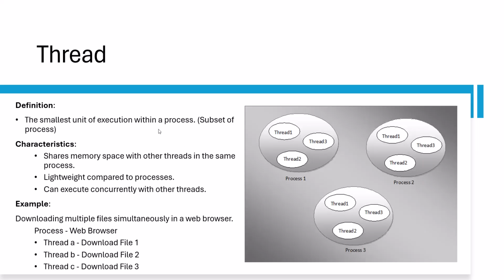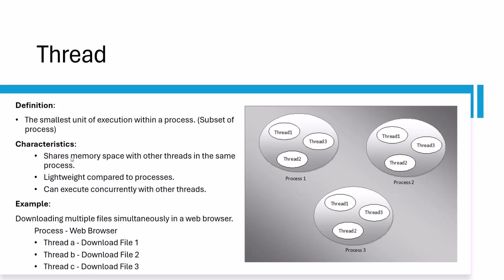Next is thread, right? As I said, processes and threads are interconnected. A process will have multiple threads. You can see in this example that process 1 has threads 1, 2, 3, and so do process 2 and process 3. So what is a thread? A thread is the smallest unit of execution within a process. Sometimes we have one process, and that process can have multiple instructions to execute simultaneously. At that time we create threads. So multiple threads get created and they execute in that particular process. That's why we say that a thread is the smallest unit of execution within a process, meaning it is also called a subset of a process, one part of a process.